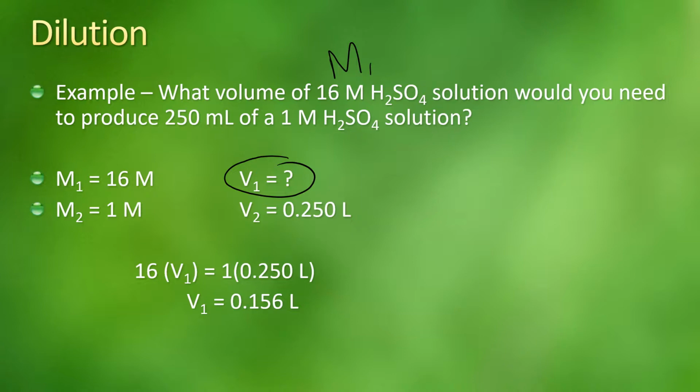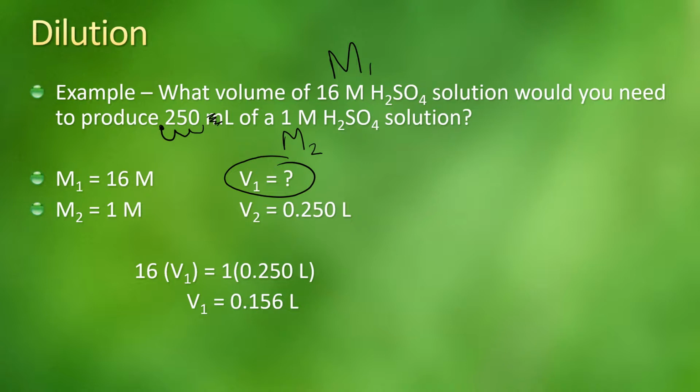We are asked to produce 250 milliliters, which we will convert to liters. So we will move that decimal 3 places to the left. We want to produce 0.25 liters of a 1 molar sulfuric acid solution. 1 molar will be our M2, as it is the less concentrated of the two solutions. As you can see here, we've plugged in the 16 molar for M1, the 1 molar for M2, and the 0.25 liters for V2. Plugging into the equation, M1 times V1 equals M2 times V2.